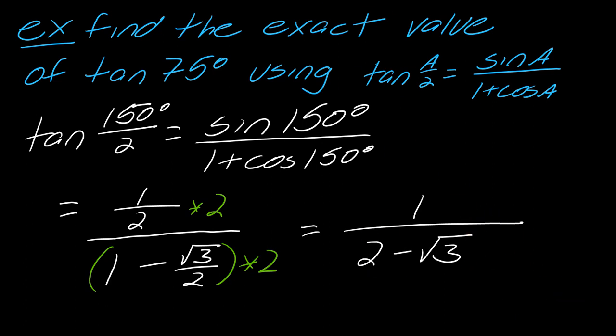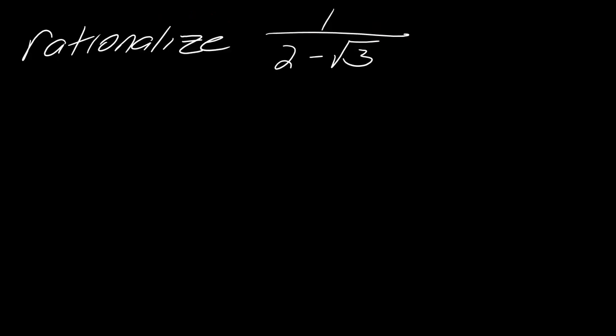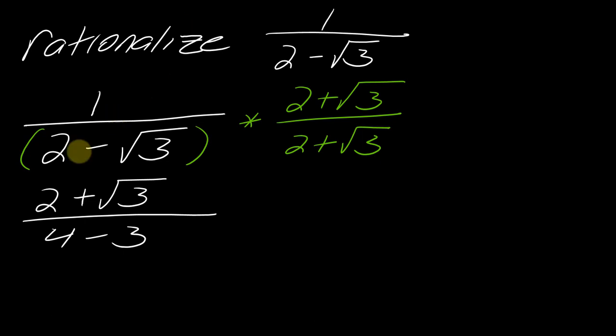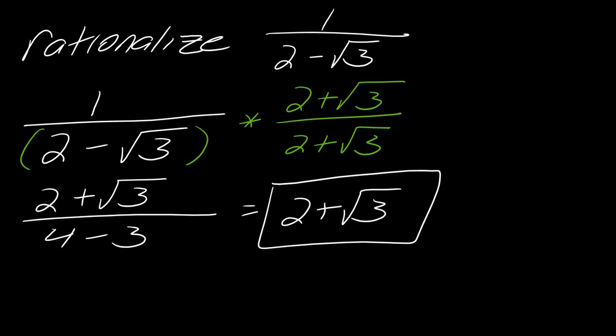So now we've got to mess around a little bit with rationalizing. I just want to remind you, how do you rationalize something like this? You multiply by the conjugate, so 2 plus square root of 3 on top and on bottom. If I multiply those things out, I get 2 plus square root of 3 on top, of course, and then in the bottom, I get 4 minus 3. So that just becomes a 1 in the denominator. So ultimately, this equals 2 plus square root of 3 after I rationalize.